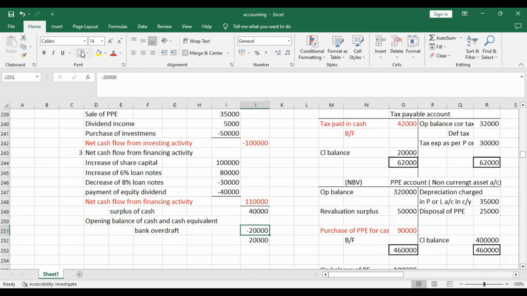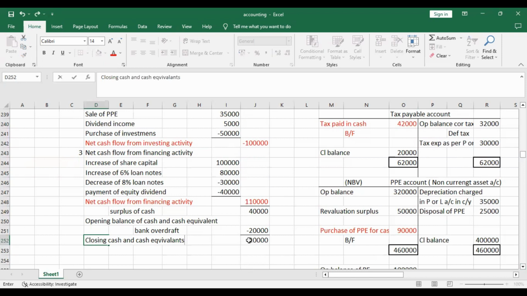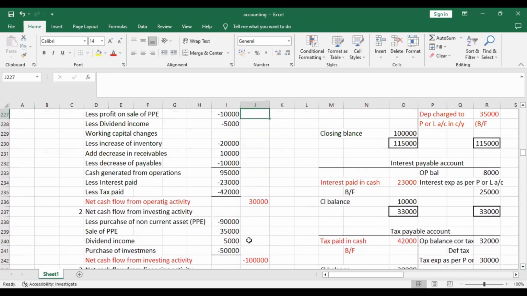Now the balance is how much? 20,000. This 20,000 is equivalent to what? Closing cash and cash equivalents. So how much is closing cash and cash equivalents? 20,000. Now check with your balance sheet again whether this figure is correct or not.